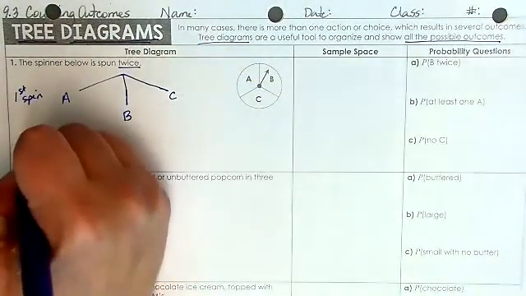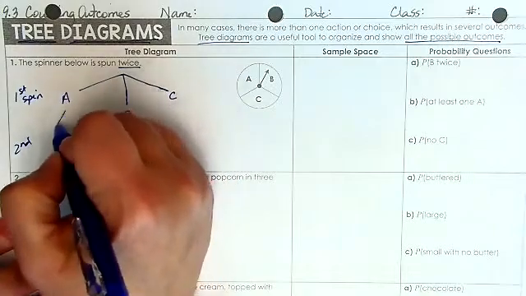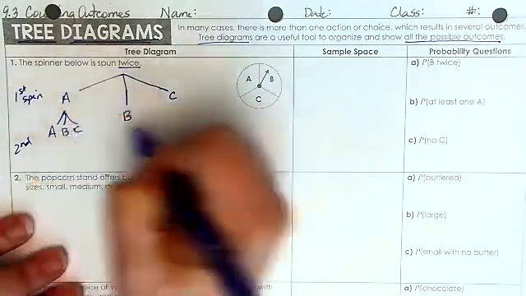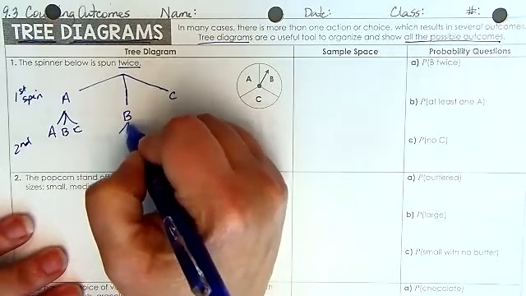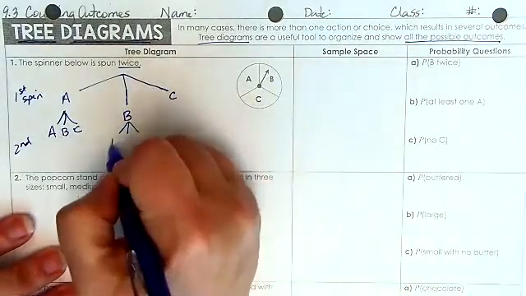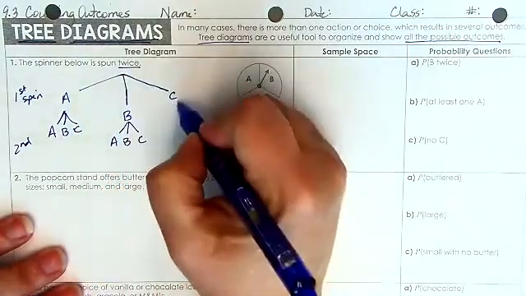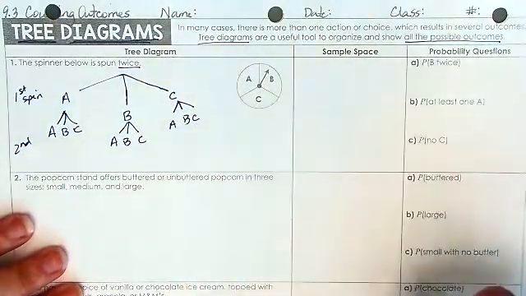Okay, second spin, that means I'm going to branch off from each one. From here, I can do A, B, C. After I spin B the first time, because I'm spinning again, I get the same thing: A, B, C. After I spin the first time, on the second time around, I can get A, B, C.